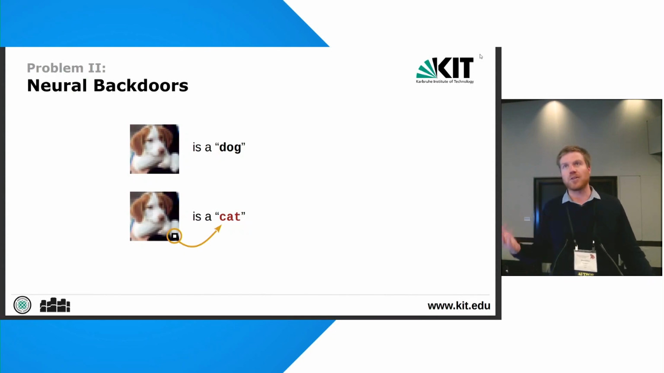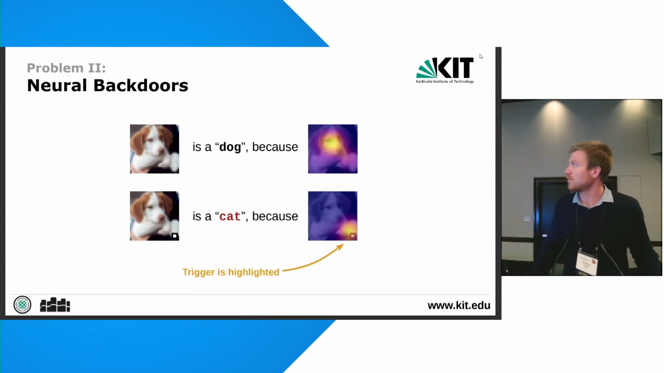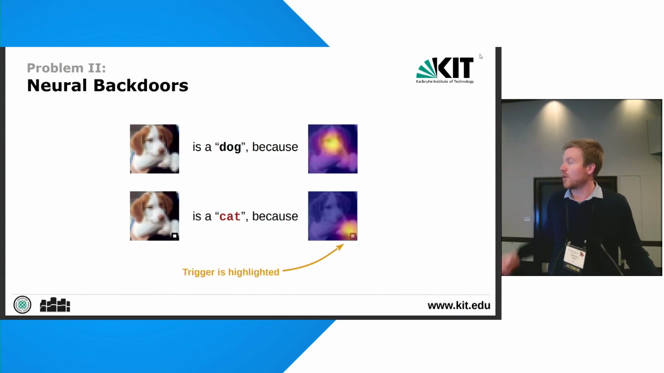In the first problem, I told you something about explanations, and actually explanations can help to surpass this problem. If we take a look at the top row, you can see that the model is looking at the head of the dog, but if we add the trigger and the model knows the trigger, it tends to highlight the trigger in the explanation. And we can use this effect to defend against backdooring attacks.